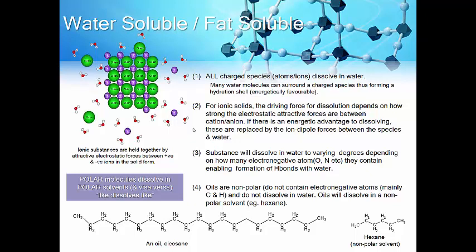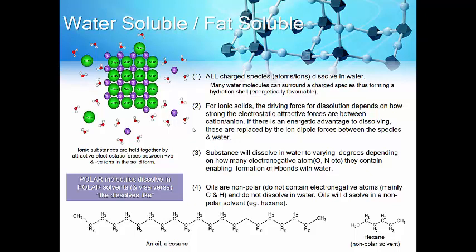The reason electronegative atoms make something polar is because we have a dipole across the molecule, and then the electronegative atom can hydrogen bond with a hydrogen that's bonded to a water molecule. Okay, so that's the hydrogen bonding interaction, again making it polar.